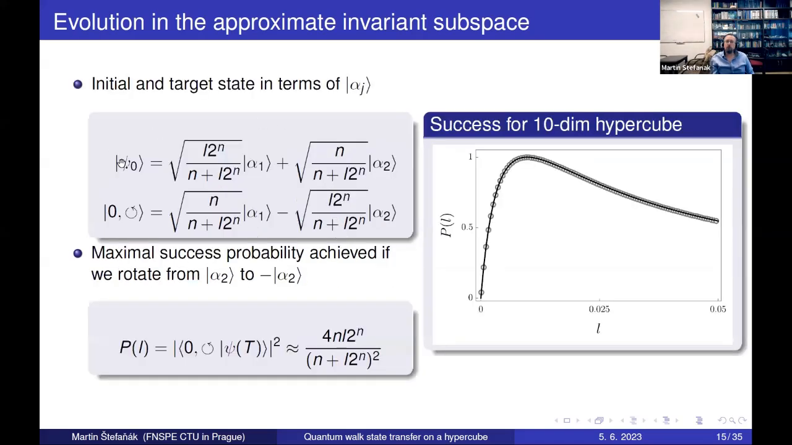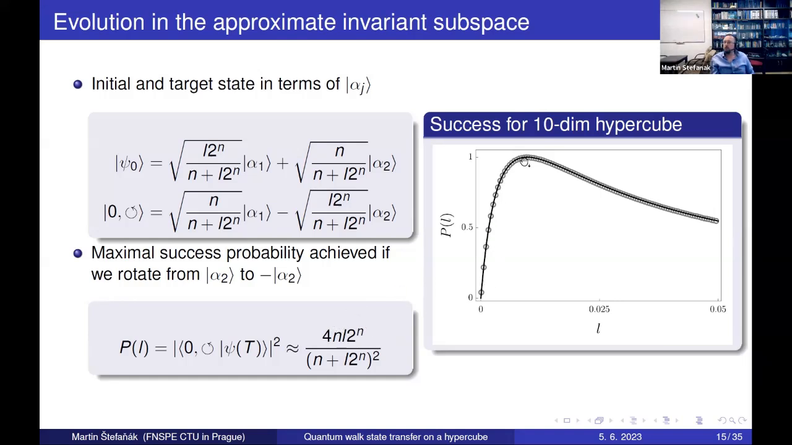Now, if you decompose the initial state of the search into this alpha one, alpha two, alpha three basis, and also the target state, they look like this. So the best we can do, when we have the maximum probability to find the marked vertex, is when we do a number of steps such that we rotate in this alpha two, alpha three plane by pi. So we start in alpha two and we rotate to ket minus alpha two. And then the success probability is given by this formula. So it depends on L and the dimension of the hypercube. Here it's plotted for a 10 dimensional hypercube.